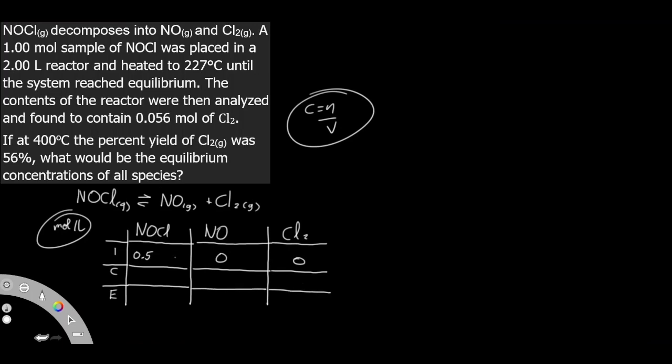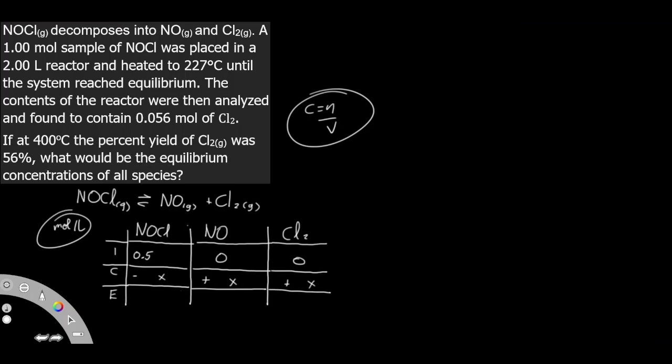So for our change, do we have to put our negatives and positives? Absolutely. This here is being consumed, so of course we're losing it, so that's why there's a negative value. These are being gained, so we have to put them as a positive value. Now x is going to be our variable here.